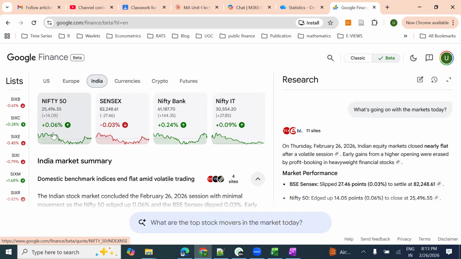These are domestic benchmark indices. So basically this shows the movement, whether the market is doing well. In general, Nifty is for India as a whole. You can say it comprises the 50 best stocks, comprising almost various industries.